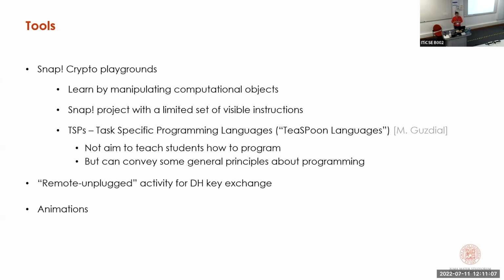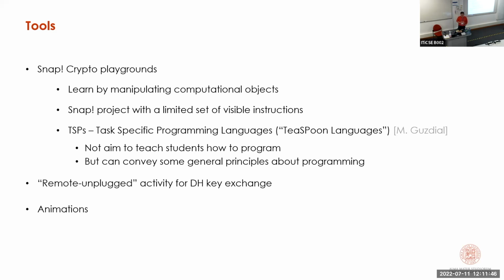What we call Snap Crypto Playgrounds. What are these playgrounds? Simply Snap projects with a very limited set of visible blocks, visible instructions, because we wanted students to learn by manipulating these computational objects. We would say that these are a form of task-specific programming languages, or teaspoon languages, as Mark Guzdial calls them, because they are very small languages to teach something that is outside computer science. In this case, it's cryptography, but it is not programming. So they can be learned very quickly and used in our activity.